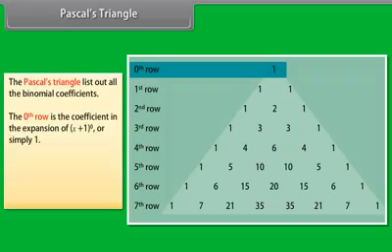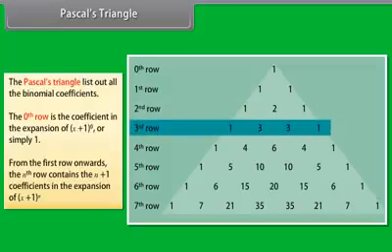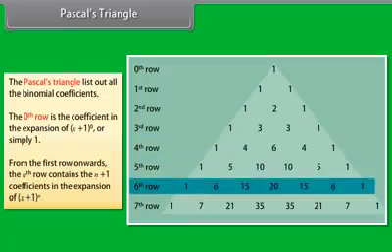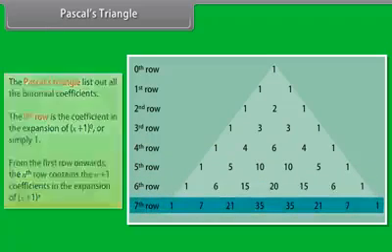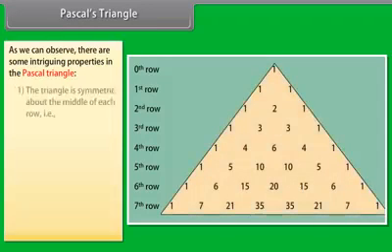The zeroth row is the coefficient in the expansion of (x + 1) raised to power 0, or simply 1. From the first row onwards, the nth row contains the n + 1 coefficients in the expansion of (x + 1) raised to power n.